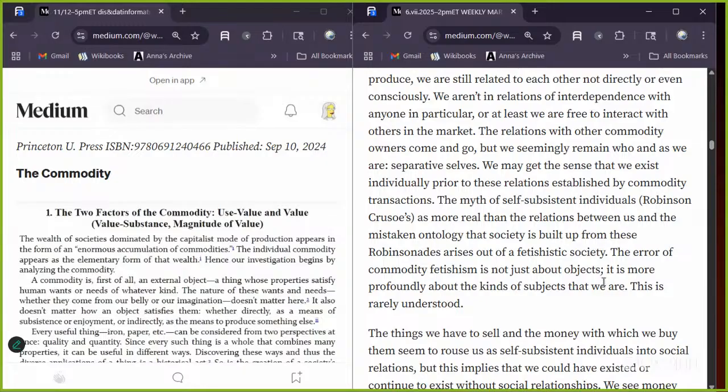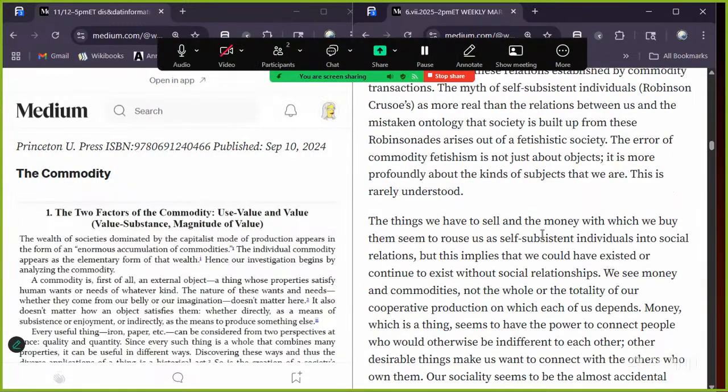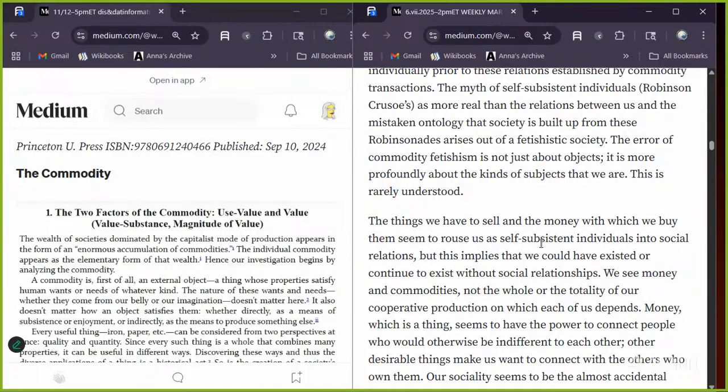Now, that's an error. The error of commodity fetishism is not just about objects. It is more profoundly about the kinds of subjects that we are. Now, this is rarely understood and often ignored, in fact. The things that we have to sell and the money with which we buy them seem to rouse us as self-subsistent individuals into social relations. But this implies that we could have existed or continue to exist without social relationships. This is the libertarian problem.